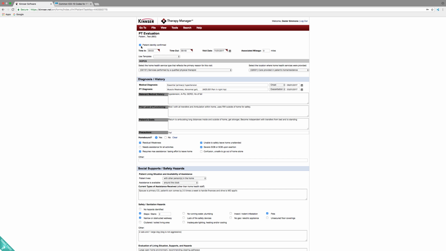Just below that, we've got the patient identity confirmed box. This box has to be checked. If for some reason you leave this box unchecked, we have to send it back to you to get it checked because it's a required part needed for Medicare.